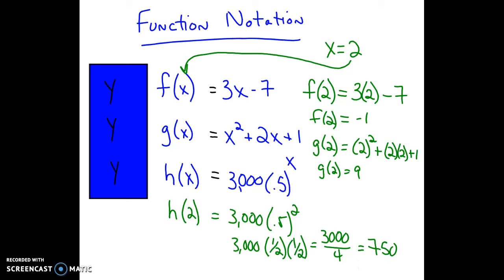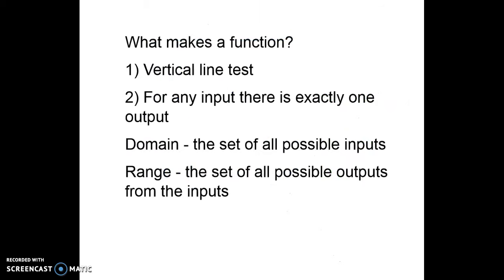So this is function notation. The other thing that you need to be aware of is the rules about functions. We're going to spend a lot of time on functions, but what makes a function? The vertical line test. If you have the graph, you don't have the equation itself, but if you have a graph like this, here's a graph of a function. If you can put a vertical line through it anywhere and only touch one point, that makes it a function.